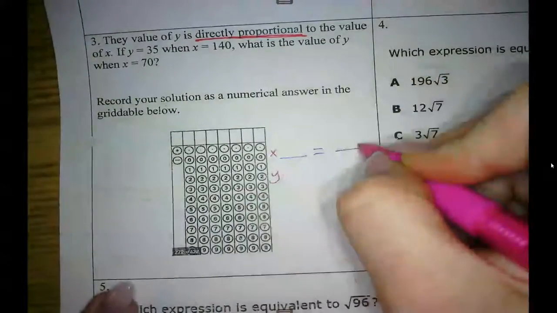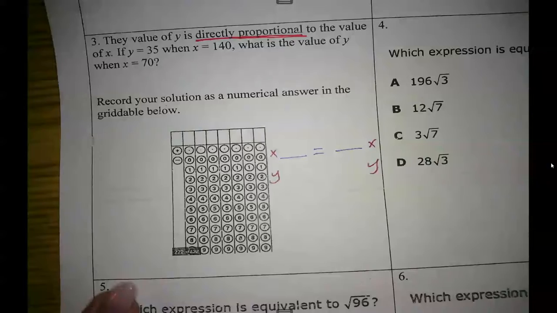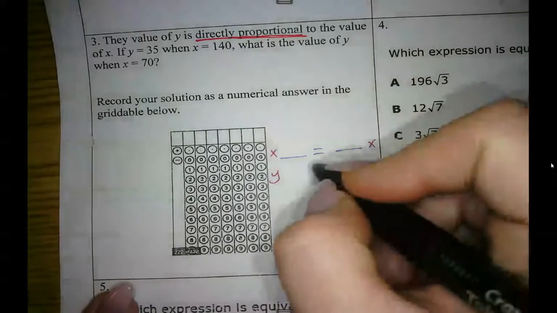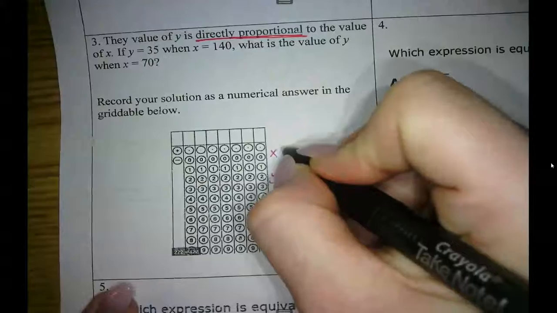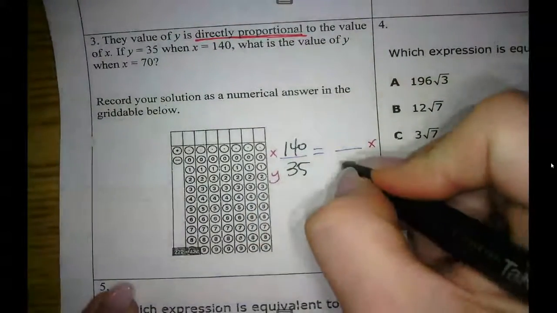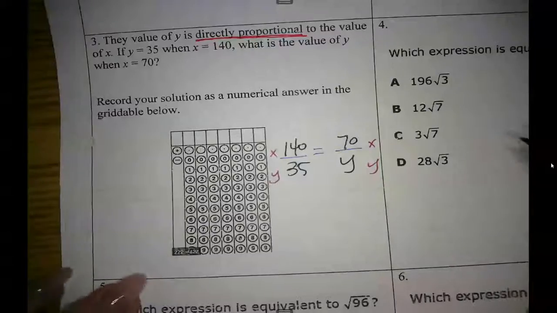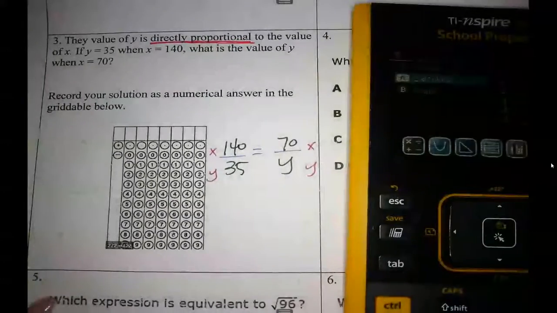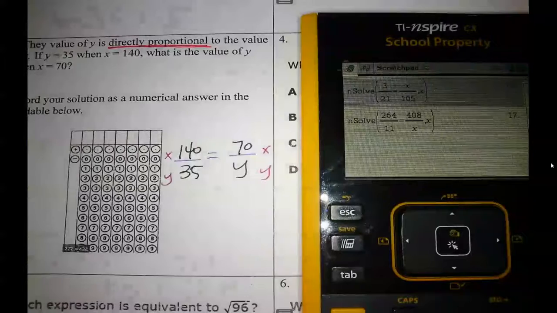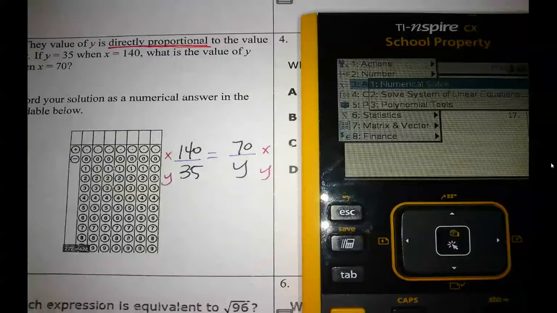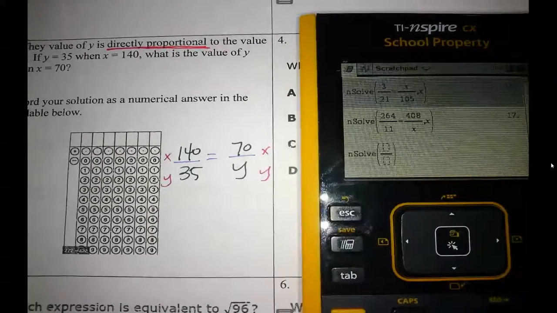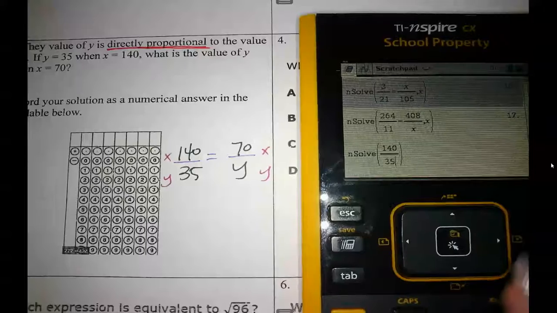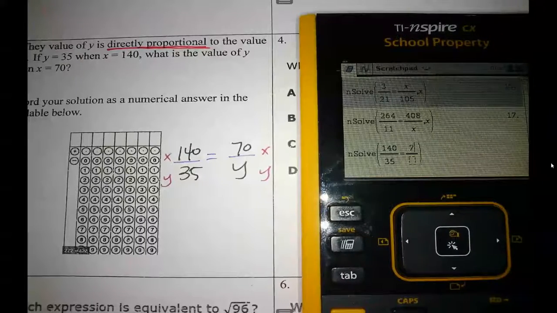So we've got x over y, filling it in with what we know. If y is 35 when x is 140, what is the value of y when x is 70? Still doing the same thing. One equal sign, one variable, one unknown. Menu 3, 1, which we're trying to solve, so it's numerical solve. 140 over 35 equals 70 over, just putting x because it makes it easier, 17.5.